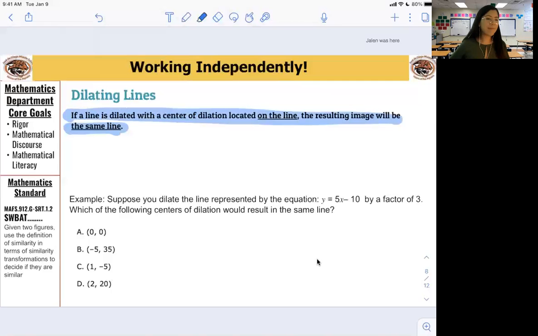If the line is dilated with the center of dilation located on the line, the resulting image will be the same line. I meant the example. Okay. So suppose you dilate the line represented by the equation y equals 5x minus 10 by the scale factor of 3. Which of the following centers of dilation would result in the same line? I'm sorry for being so fast.